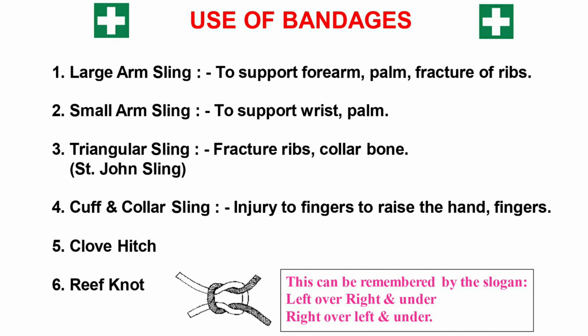Use of bandages: 1. Large arm sling, to support forearm, palm, fracture of ribs. 2. Small arm sling, to support wrist, palm. 3. Triangular sling, fracture of ribs, collarbone. 4. Cuff and collar sling, injury to fingers, to raise the hand, fingers. 5. Clove hitch. 6. Reef knot, this can be remembered by the slogan: left over right and under, right over left and under.